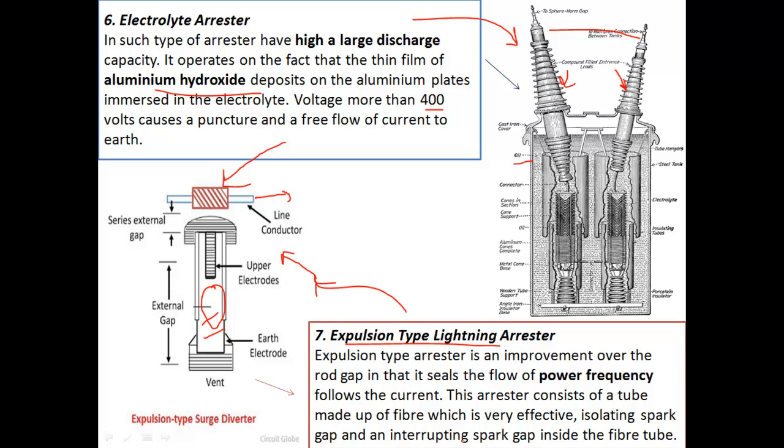Basically this arrestor consists of a tube made up of fiber, which is very effective. It isolates the spark gap and interrupts the spark inside the fiber tube. This is a fiber tube, what we have seen here.